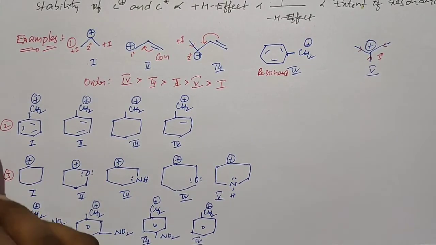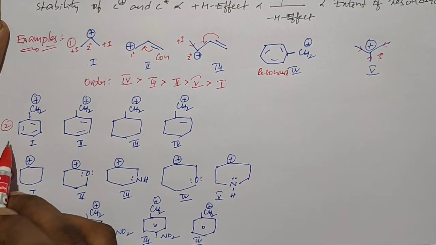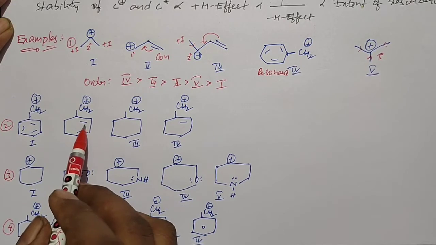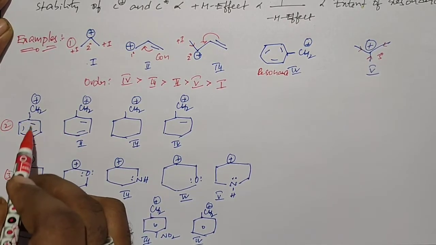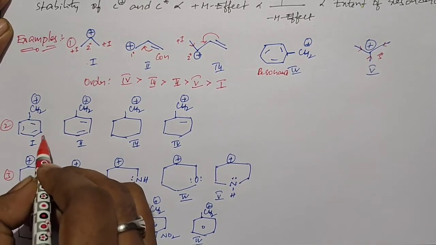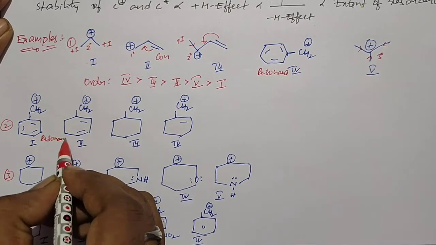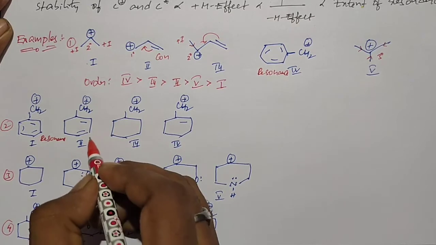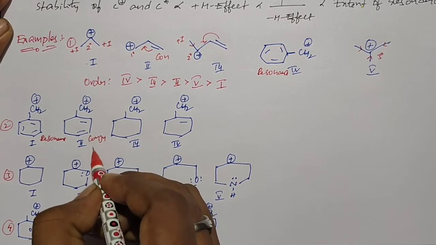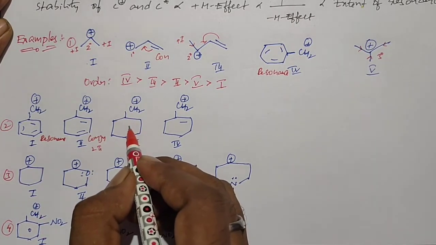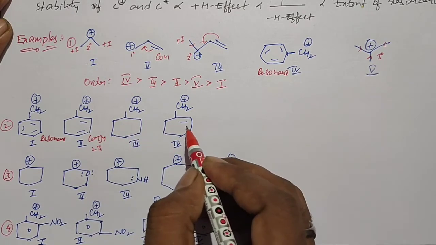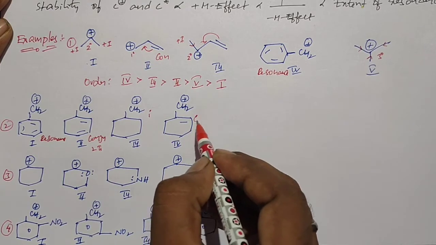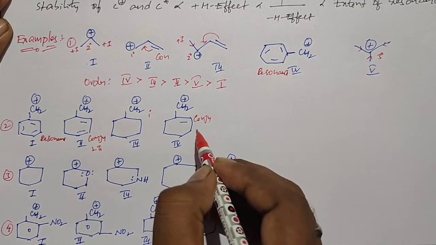Okay, next we go to example 2. In example 2, we have four structures. The first one is benzyl carbocation. Here we have conjugation, and it shows resonance. In the first structure we get resonance with 3 pi bonds. Here we get conjugation with 2 pi bonds. Here no conjugation is present, so it is just a primary carbocation, and here we also have conjugation but with 1 pi bond.